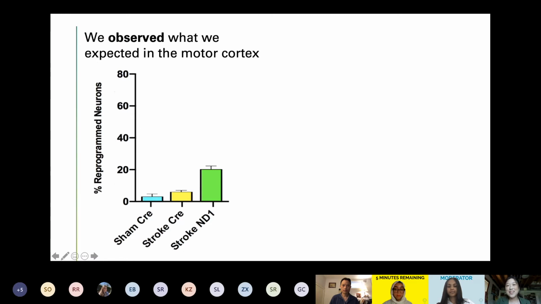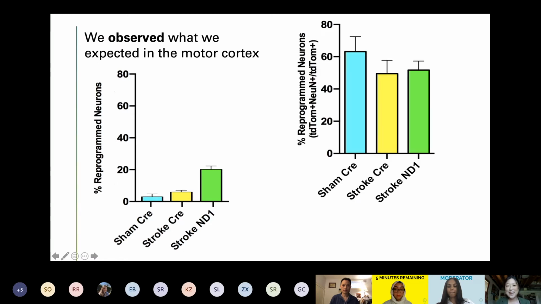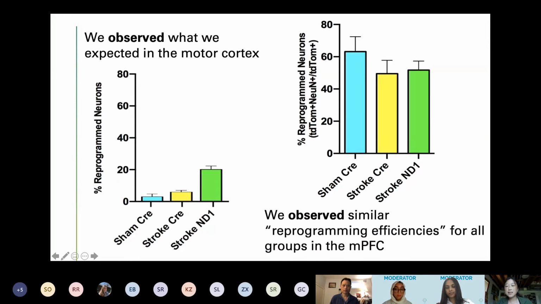But here's what we saw in the medial prefrontal cortex. You can immediately see that this is completely different from what we observed in the motor cortex and what we expected. We're seeing similar quote-unquote reprogramming efficiencies for all three groups, and just looking at even the first control group, we're looking at an efficiency of above 60%, which is crazy.